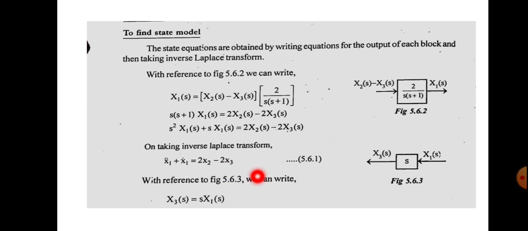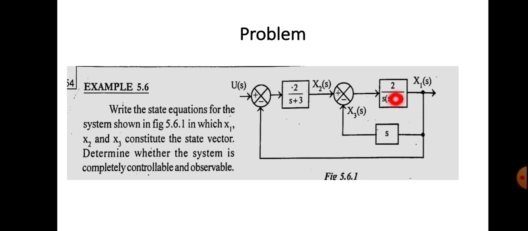So again you can go to this block diagram, and here you are representing the x3 of s. You can see actually you are writing the equations for each and every state variable. Now up to this we have derived the equation for x1 of s, and we have written the time domain equations. Next we have to go to x3 of s.